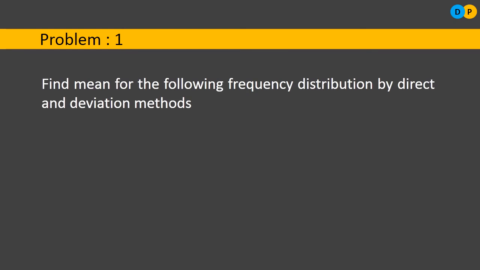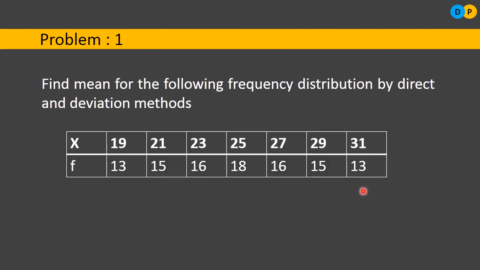Now let us solve some problems. So first problem, find the mean for the following frequency distribution by direct and deviation methods. Okay, so what is the data? Please notice here the data is in a table and it is considering both x and f. That is, x is nothing but the variable and f is the frequency of occurrence of that particular variable. Okay, so now we need to solve this problem. We need to find the mean, arithmetic mean, by both direct method as well as deviation method.